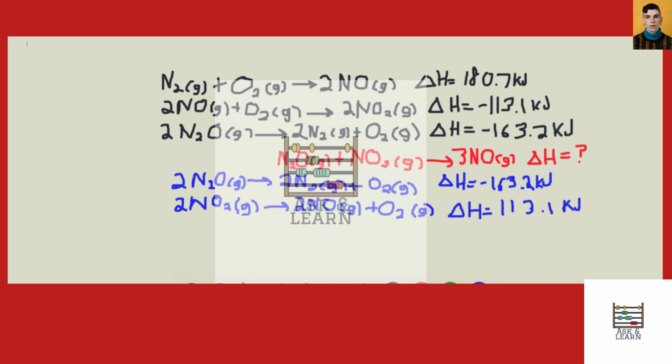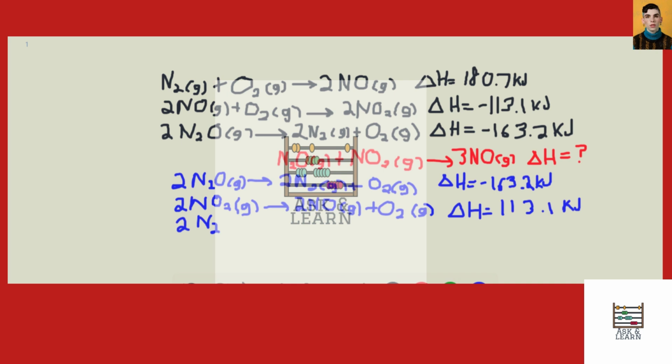Next we're going to use this equation. Since we're using this equation, we're going to keep NO on the right, but you'll notice something. We have two O2s on the right and also two N2s on the right, but we only have one N2 on the left and one O2 on the left. So we're going to double this entire equation so that we can cancel out the N2 and also the O2.